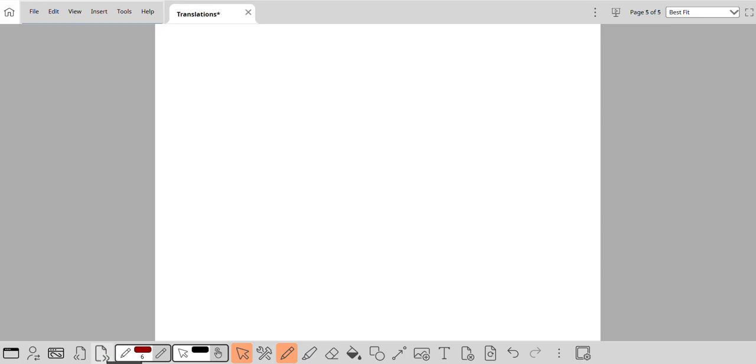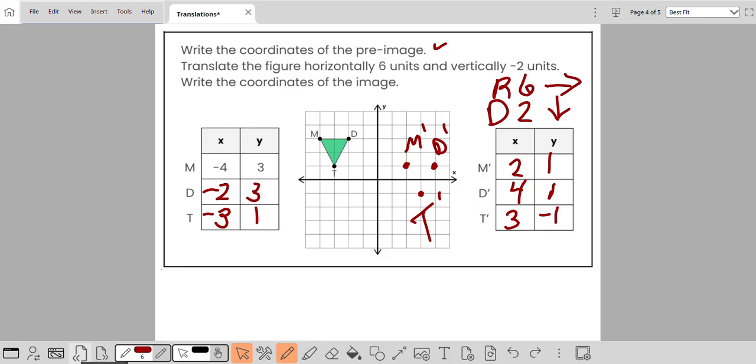And that's the end of translations. Remember, they slide. Have a great day.